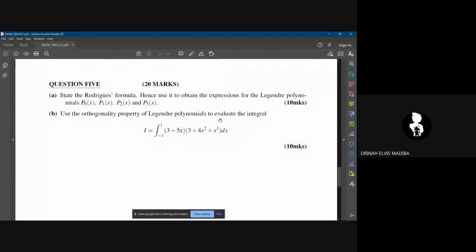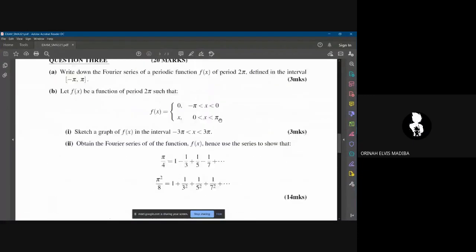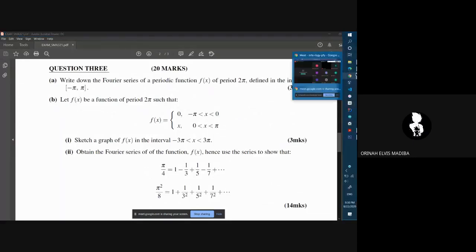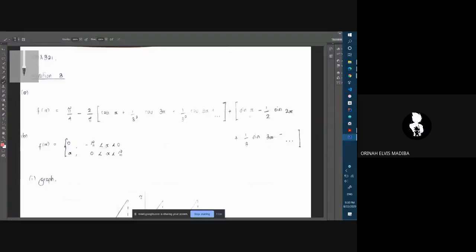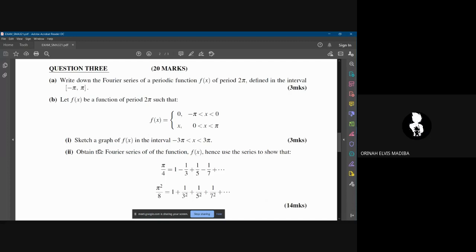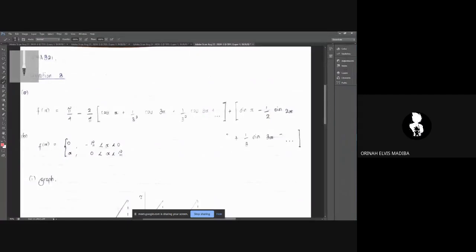So I shall be doing question number 3 for the Fourier series. Yeah, okay, we shall start. I'll start at part B. I'll explain later on why, if that's okay. So let's start. The first part says that we sketch a graph of f of x for the interval -3 pi to 3 pi.